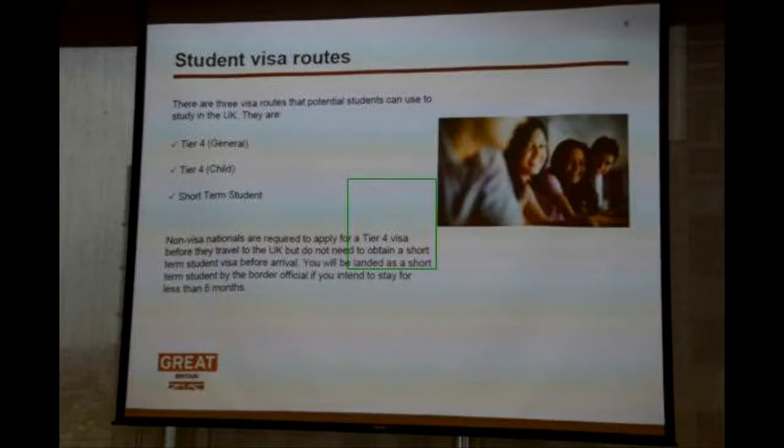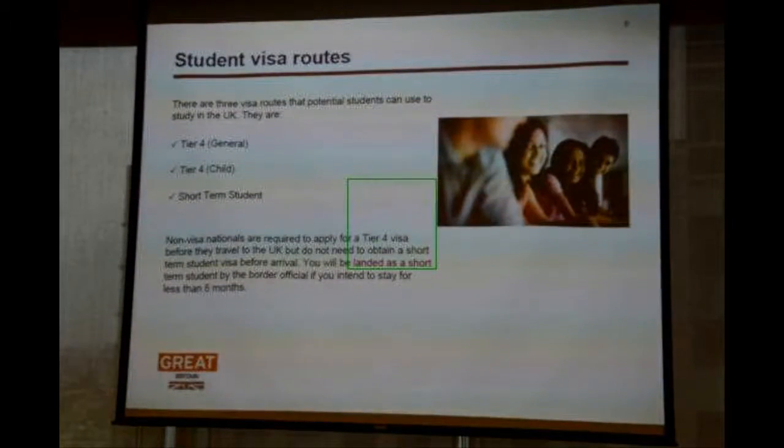So, today what we're going to cover is mainly Tier 4 General, which I think is the majority of the audience is here for. We will briefly cover Tier 4 Child, which is for those children of under 18 or under 16 going to the UK. And we will also cover the short-term student visa system.